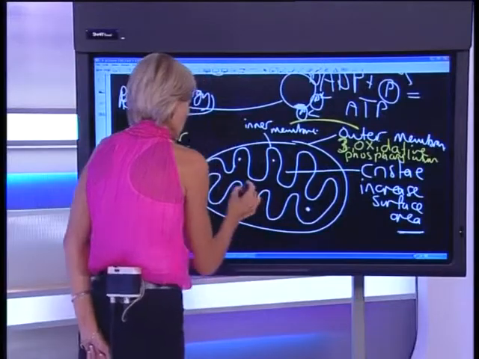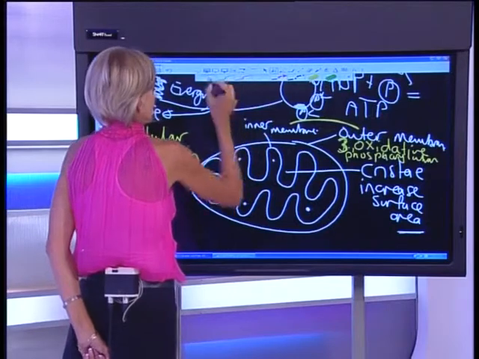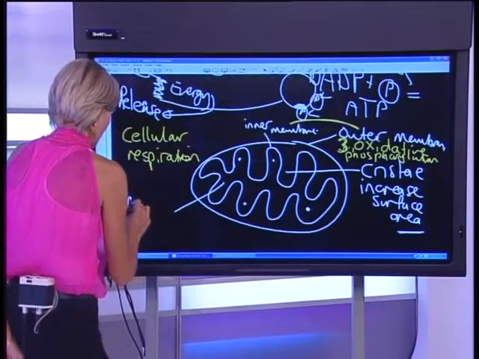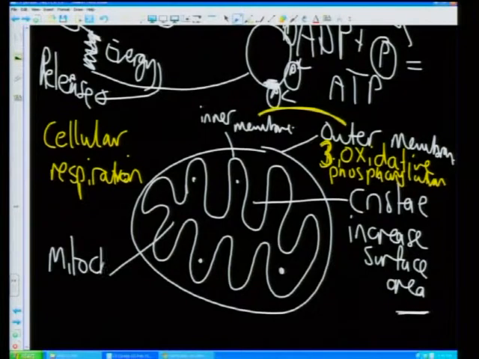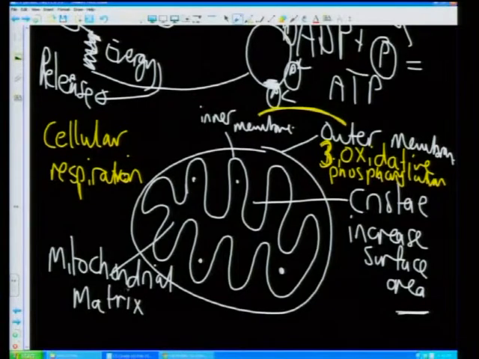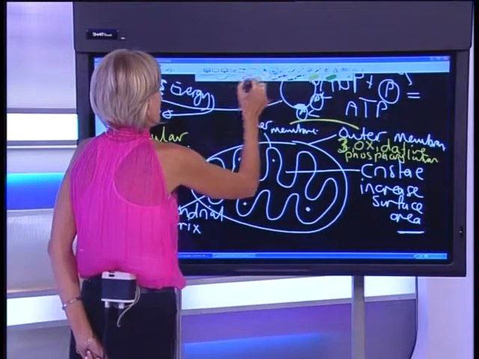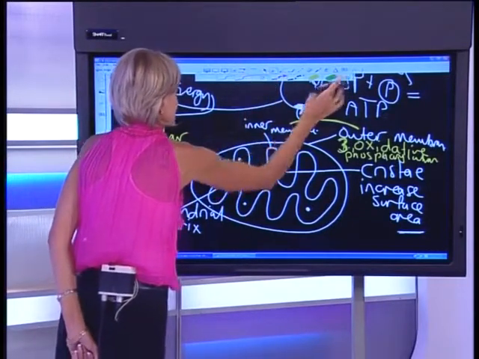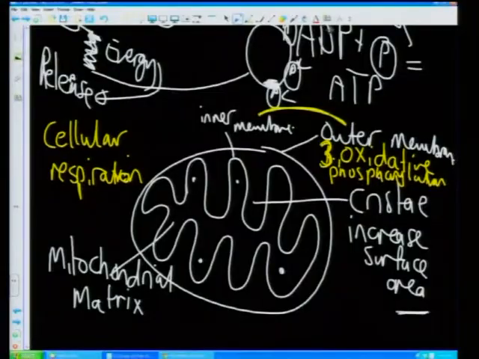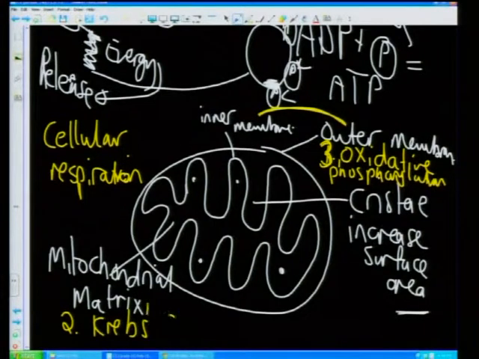Here in the middle, we have what is called the mitochondrial matrix, which means inside the mitochondria. It's like the mush inside the mitochondria. And that mitochondrial matrix is where we have another phase that takes place. And this phase is definitely phase 2, and it's called the Krebs Cycle. It's named after this chap called Krebs.